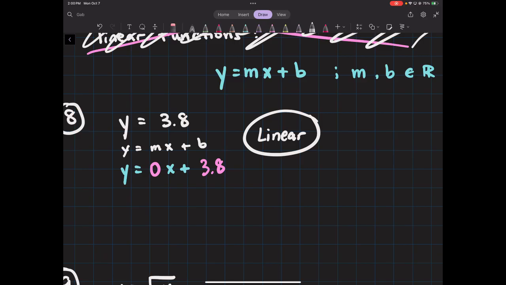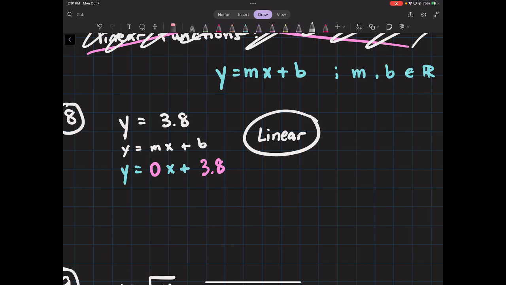Okay? You have to match the mx part. There is no x here, yes? That's why you multiply by 0. That's why m is 0. And if you multiply 0 by anything, you just get 0. You could do plus 0 an infinite amount of times, right? But nobody does that. Why would you do that? You don't write plus 0 down the line. So if you were to match it up, your slope right here is 0, and your number is just straight up 3.8.